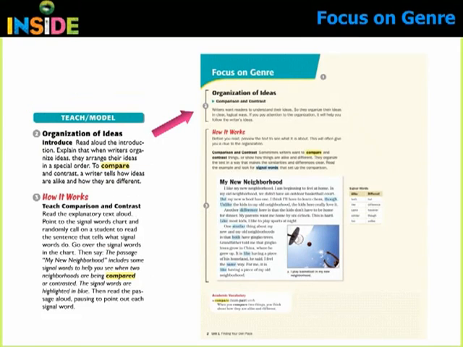In the next step, Teach Model, read aloud the introduction that is provided in the student book and provide an additional explanation from the teacher wrap to teach the genre element. Then the modeling takes place in the How It Works section. Go ahead and read what's been provided in the teacher wrap and on the student page.